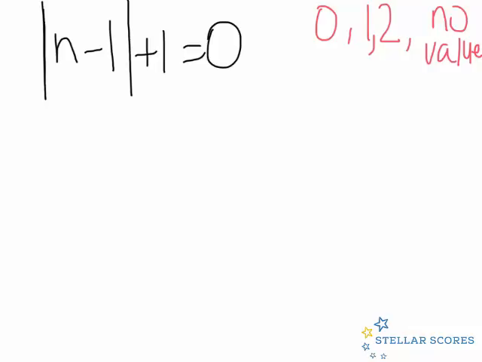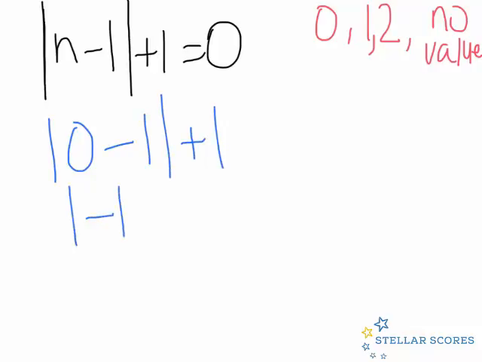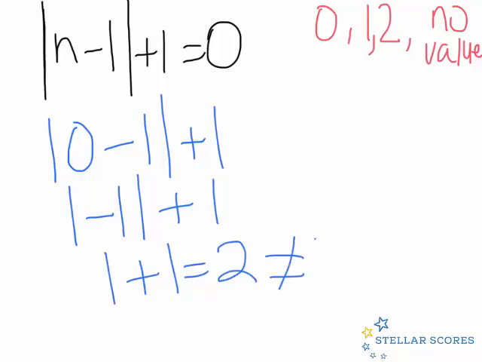So, could n be 0? If we have n as 0, that's going to make 0 minus 1 plus 1. 0 minus 1 is negative 1, and, of course, the absolute value is going to turn that negative 1 to plus 1. So now we have plus 1 and then 1 is equal to 2, which, of course, is not equal to 0. So n does not equal 0.